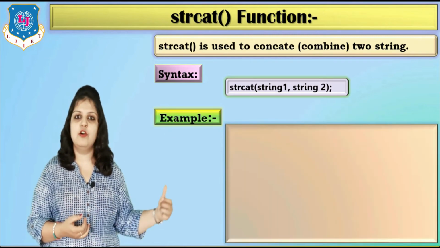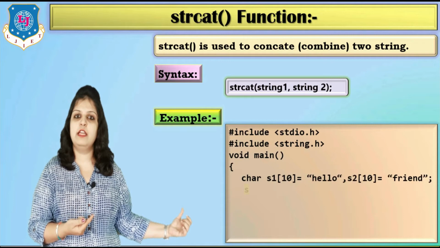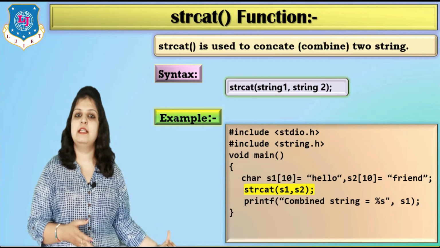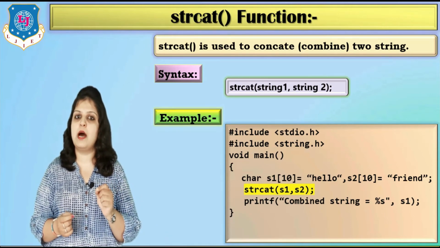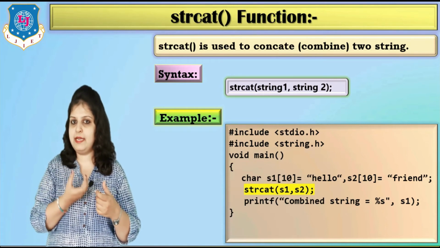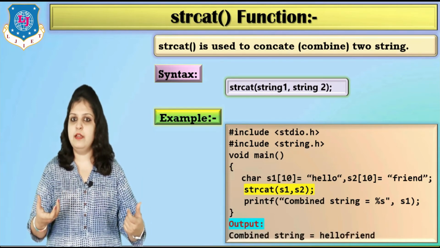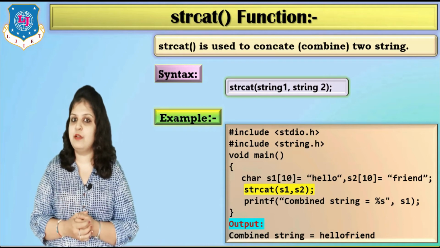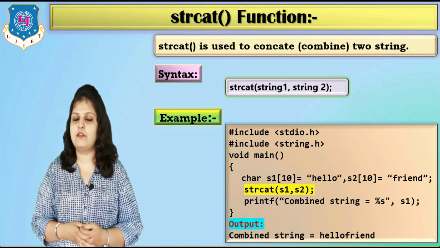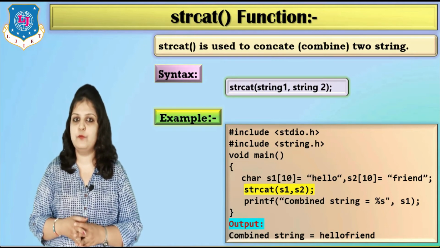Let's see with an example. First include your header files. Then here you can see in the first string our input is hello, in the second string the input is friend. So write the strcat function and in brackets s1, s2. Now when this function executes, the data of s2 will combine with s1, meaning our output is like hello friend, and we have to print the value of s1 because our answer is stored in the s1 variable. So printf("combined string is equal to %s", s1). So our output is like combined string hello friend.